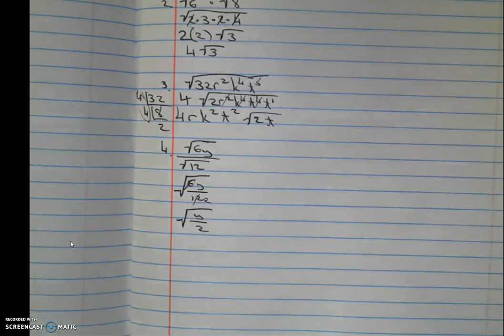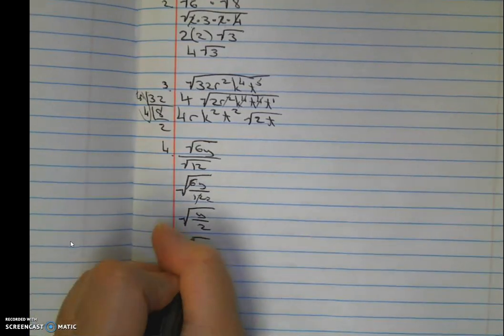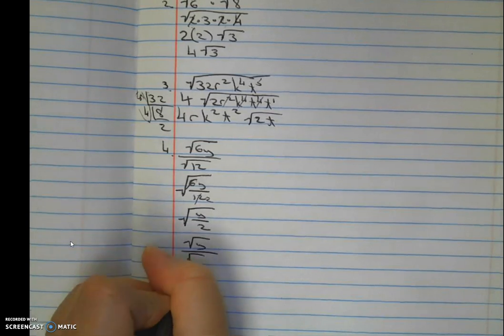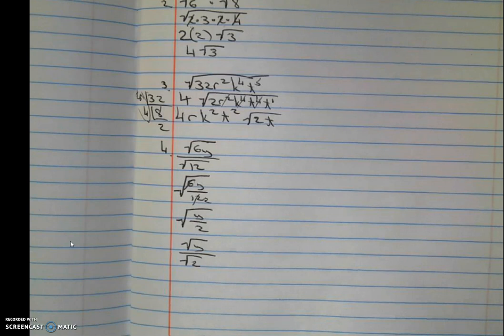Well, I have an issue here. My issue here is that the square root of y over 2, which is the same as the square root of y over a square root of 2, gives me a radical in the denominator. We don't want that. We need to do something called rationalize the denominator. We need to do something to where we will no longer have a square root in the denominator.